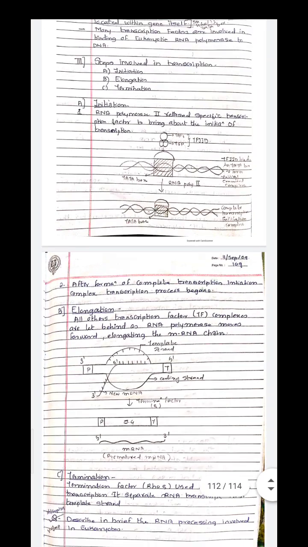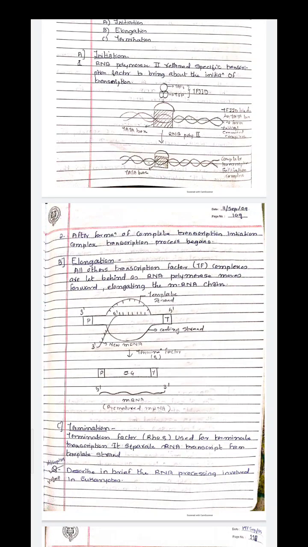Then in the elongation process, all the other transcription factor complexes are left behind as the RNA polymerase moves forward and elongates the mRNA chain. तो जो elongation stage में क्या होता है कि जो भी transcription factors है, these transcription factors will be removed from that place and the RNA polymerase moves forward, forming or elongating the messenger RNA.